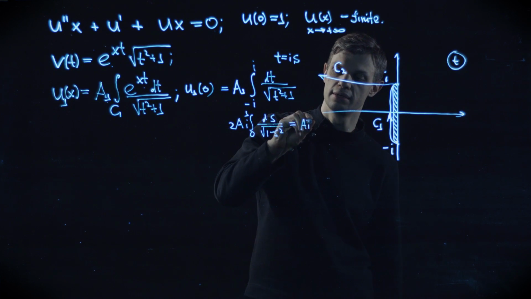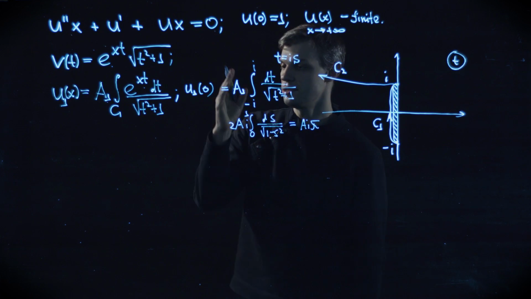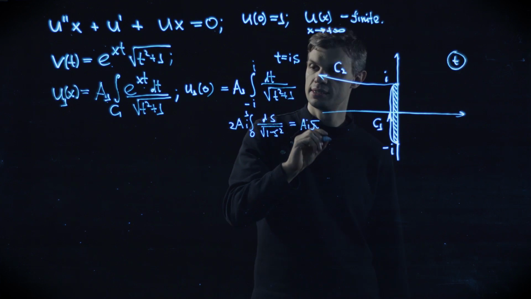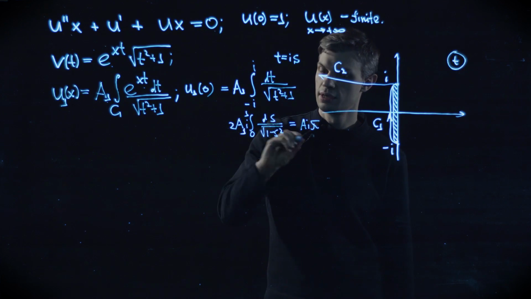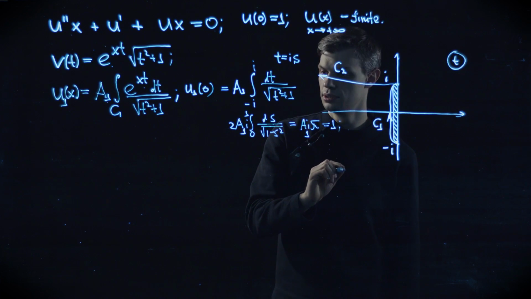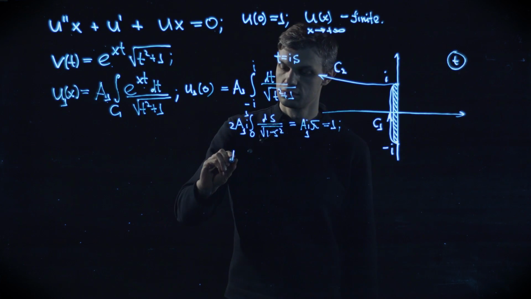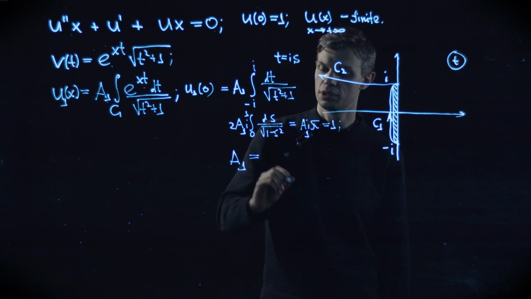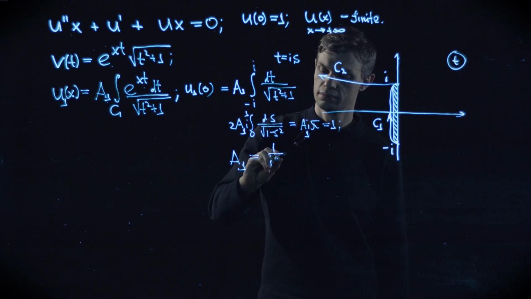i pi. So the solution is fortunately normalizable, and this way we found our constant a1. a1 is equal to 1 over i pi.